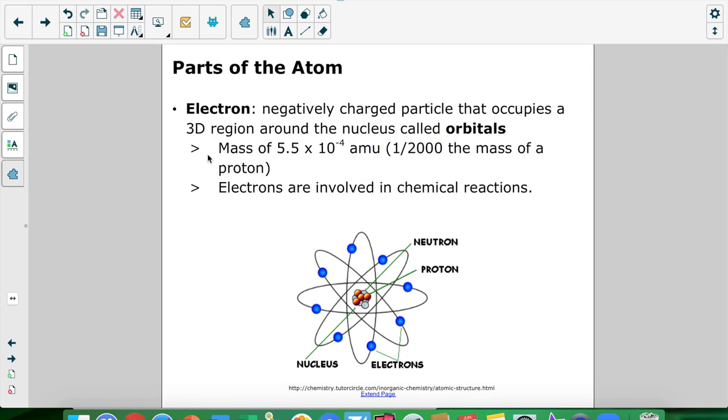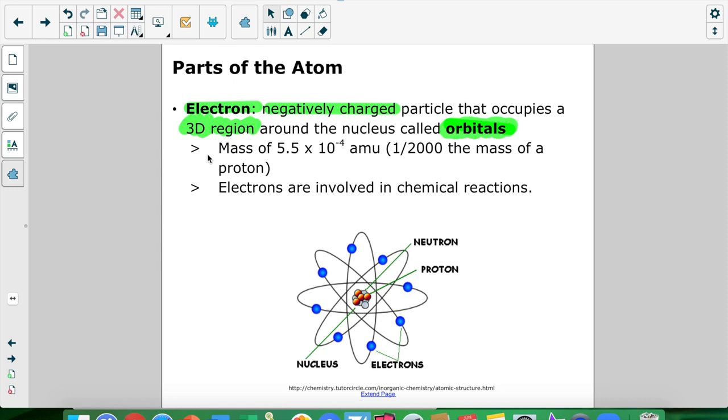And then we have the electron. The electron, as all of us know, is the particle that is orbiting around the nucleus. It has negative charge, and it occupies a 3D region located around the nucleus called an orbital. We're going to talk about orbitals in the near future as well. The orbitals are the most probable location to find the electrons in the atom.